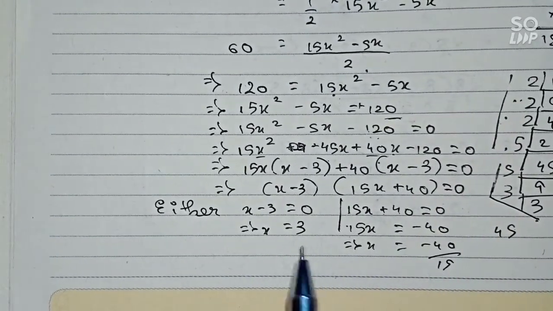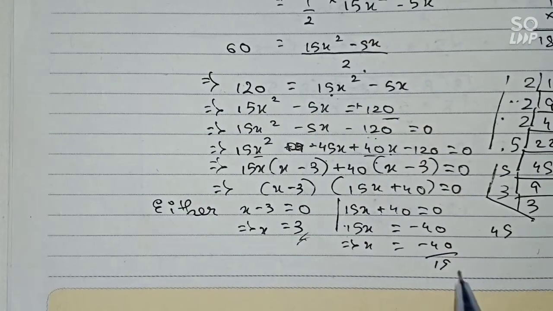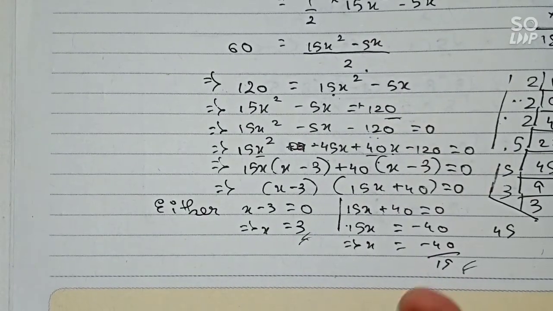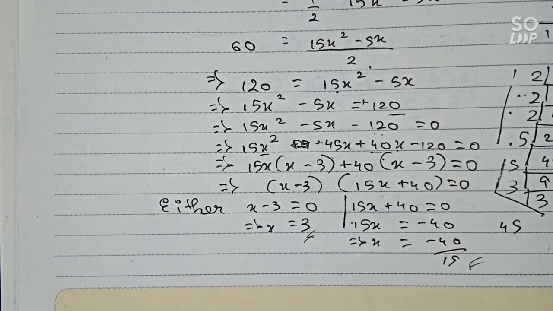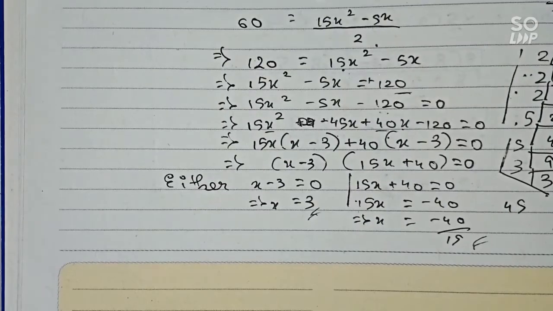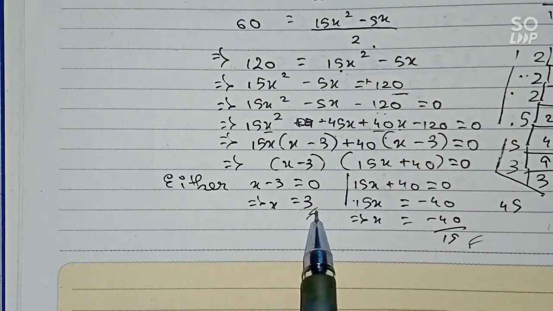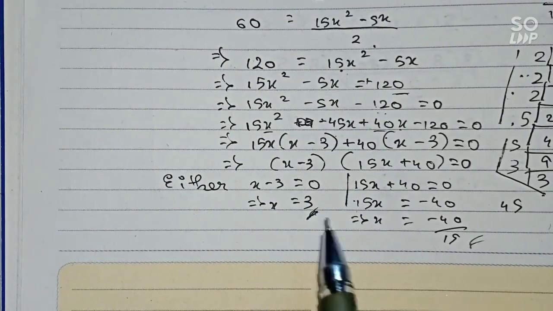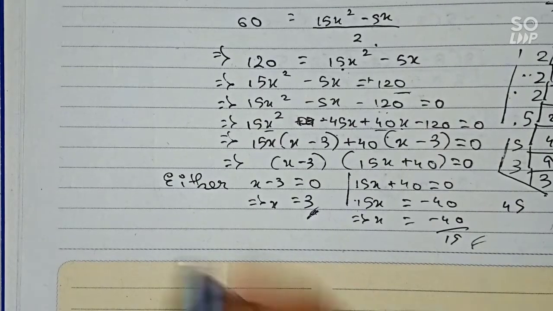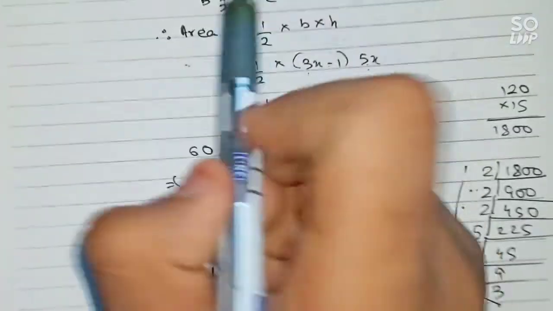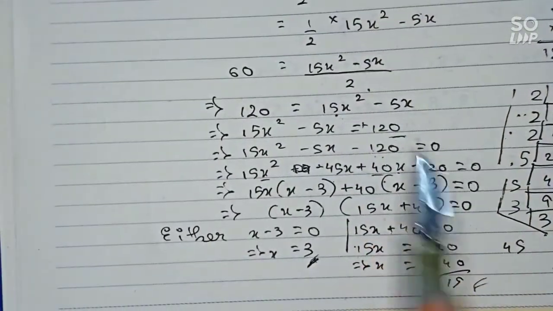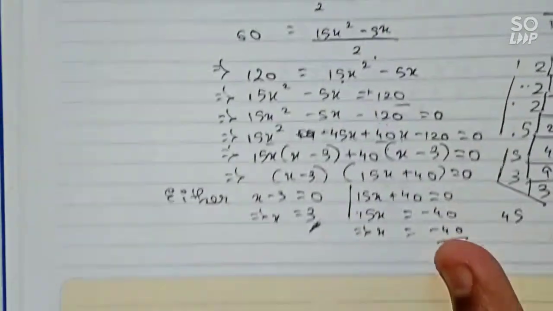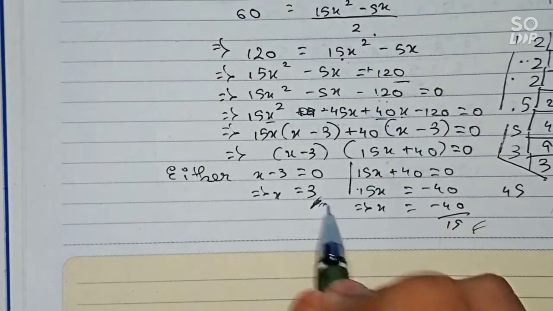Here you can see that this number is positive but this is negative. But you know that we are finding out the hypotenuse, so the sides cannot be negative. Therefore the value of x needs to be positive. From here, we can easily find out the lengths of these two sides, that is 5x and 3x minus 1. So we will proceed by taking the value of x as 3.